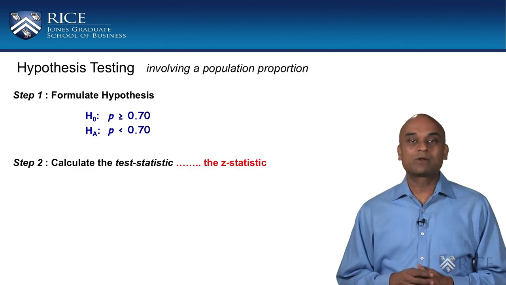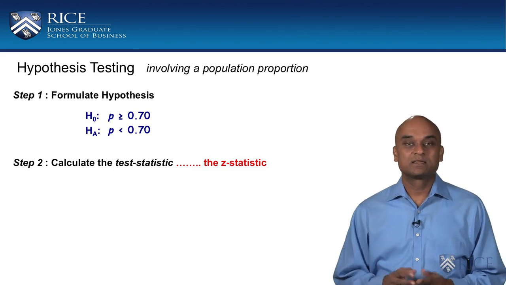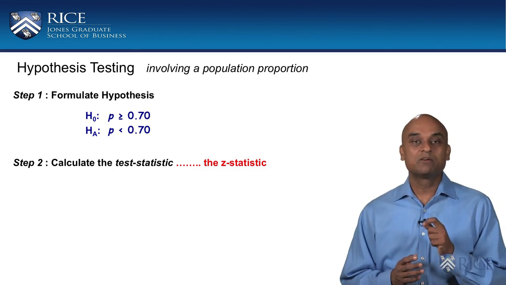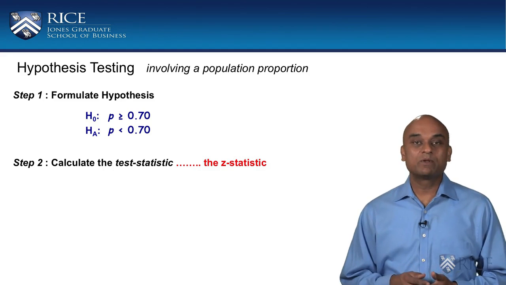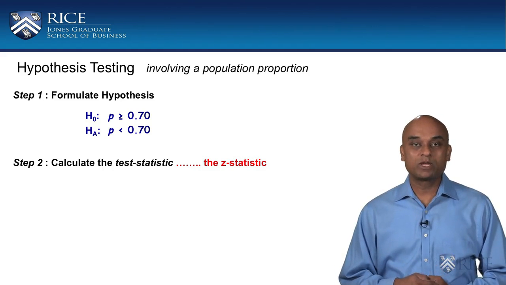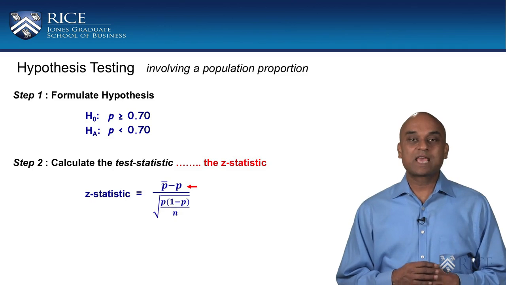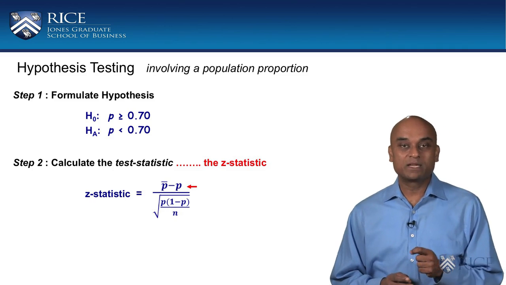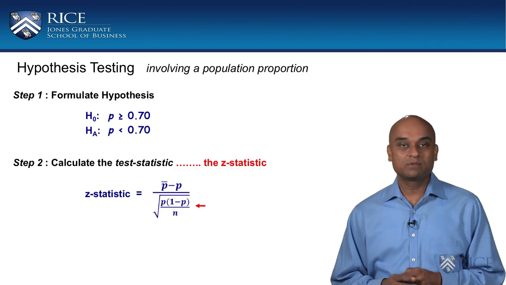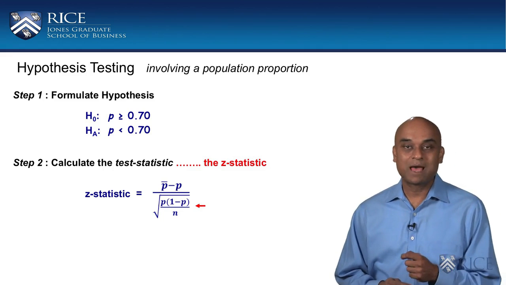Step 2 is to calculate the test statistic. Here we will be using the z statistic. This is one change from the hypothesis test we have been running for the population mean, where we have been using the t statistic. All hypothesis tests involving a population proportion will be using the z statistic. This is calculated as p bar minus p divided by the square root of p times 1 minus p divided by n, the sample size.